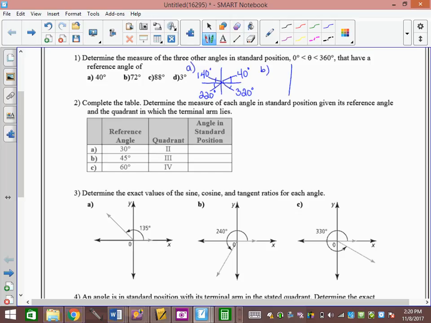B. Now the reference angle is 72. So your reference angle and your angle in the first quadrant are the same, right? So 72. This one's going to be 180 minus 72, which is 108. And then 180 plus 72, so 252. Then 360 minus 72, what's that?